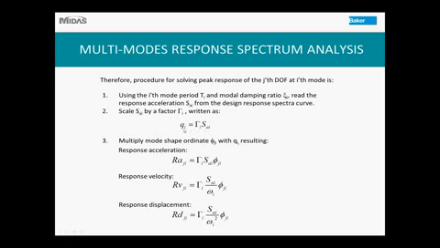Remember, qi is a non-dimensional quantity, and the displacement is equal to phi, the mode shape, times this q. So the response acceleration you can get as gamma i times SAi times the mode shape ordinates. For the response velocity, you divide this by omega i, and for the displacement you divide by omega i squared. That way you get the response acceleration, velocity, and displacement for each mode.